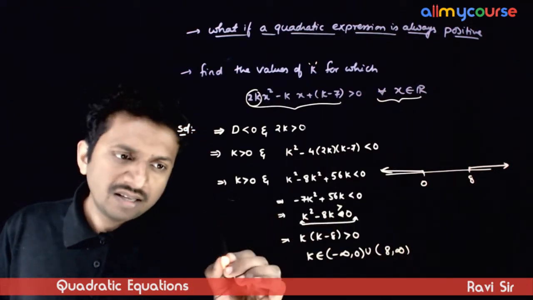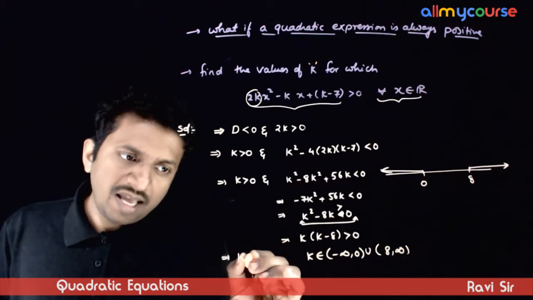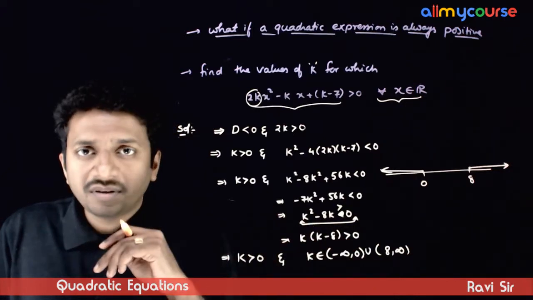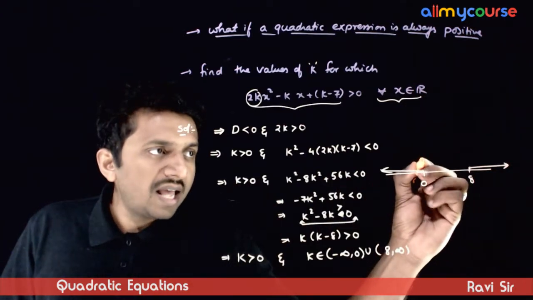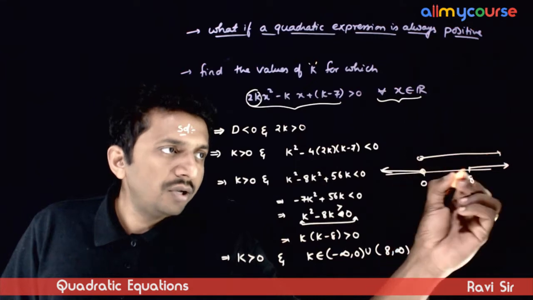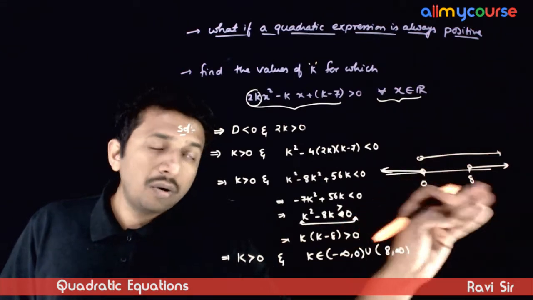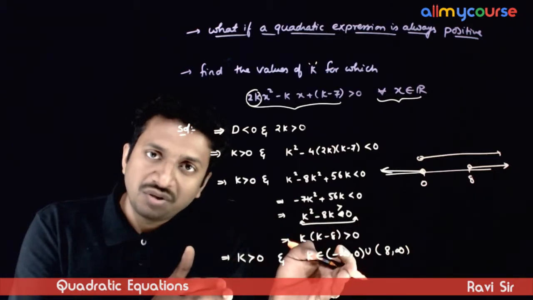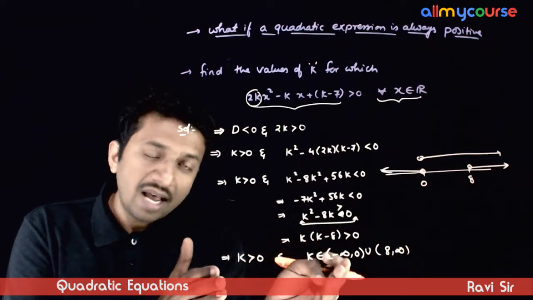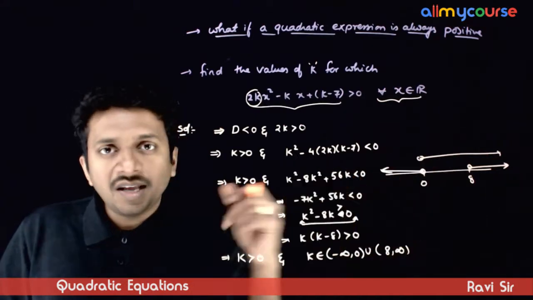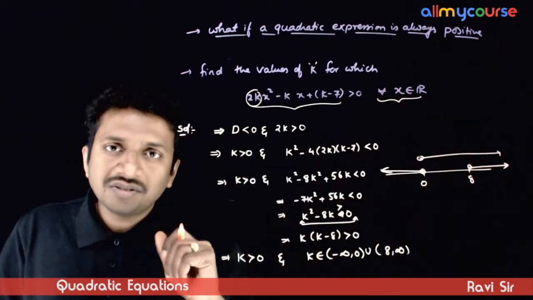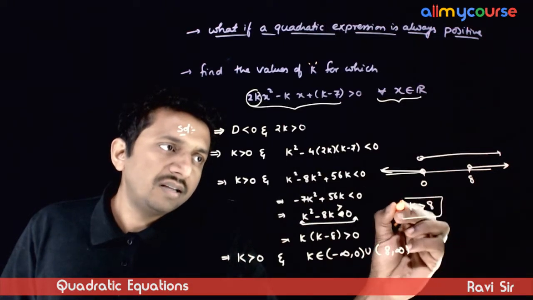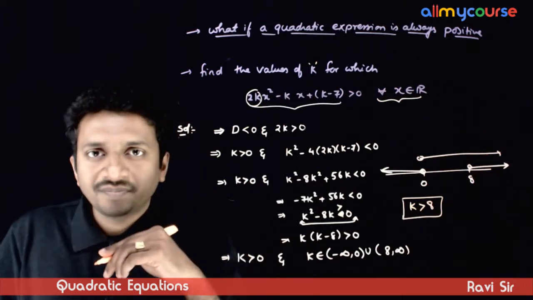And the second part of the solution is k greater than 0 and this. That means both of these have to happen. One solution says that k has to be greater than 0 and the other solution says that k is less than 0 or greater than 8. So what is the combined solution? That is the intersection of these two solutions. Are there any numbers which satisfy both? Yes. So k has to be greater than 8 is the answer.